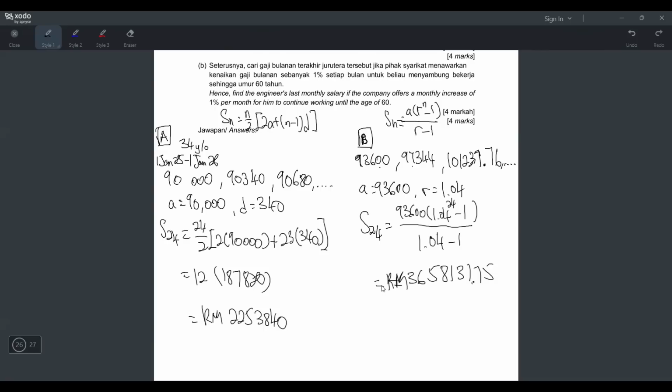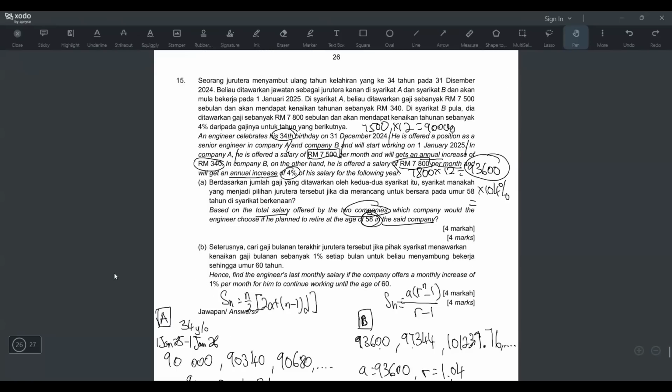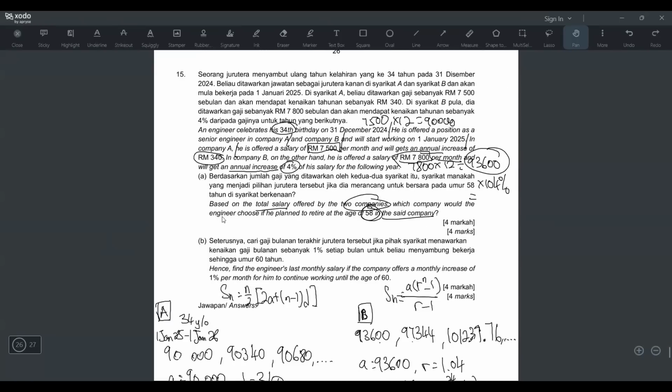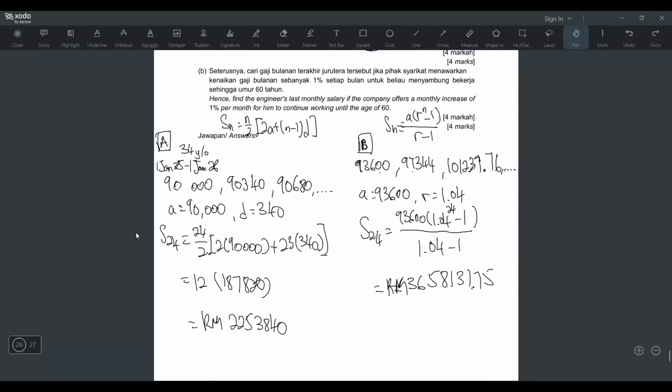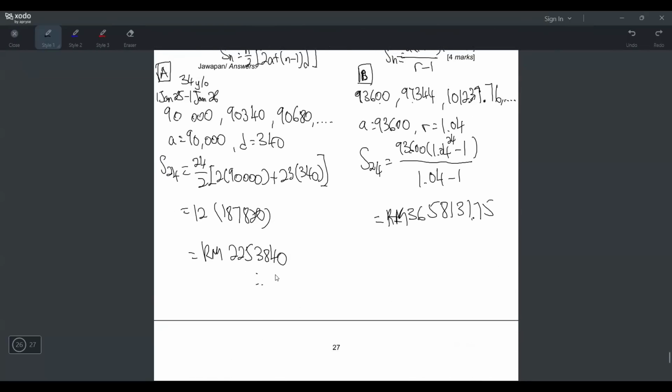Okay, now what do I have to do? Now I think I have to compare which one is higher, right? So wait, let me see which one is higher. The question asks which company the engineer would choose if he plans to retire. So which company should he choose? Company B, right? So I'll just write company B. Okay, so this is the answer.